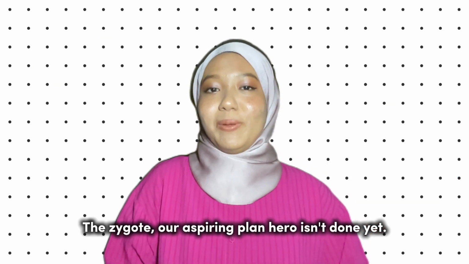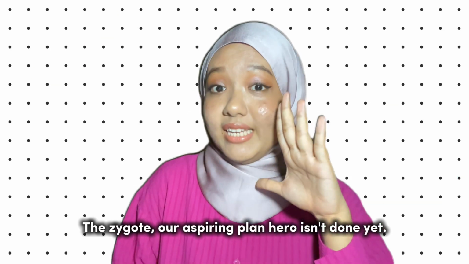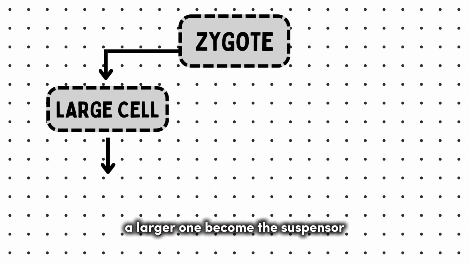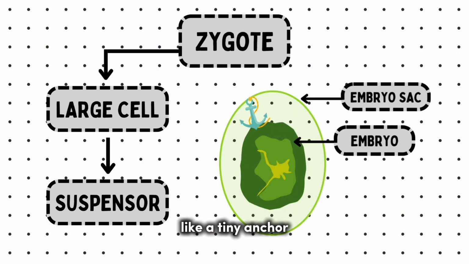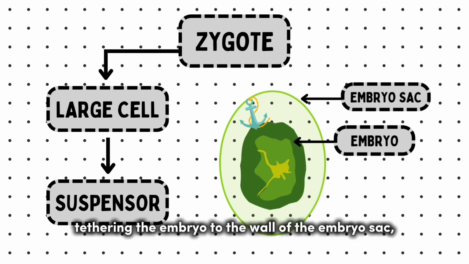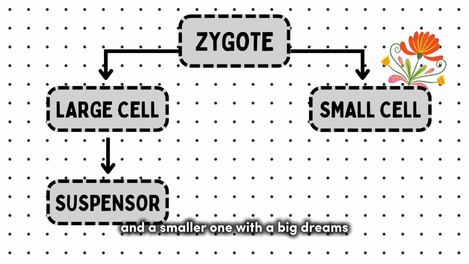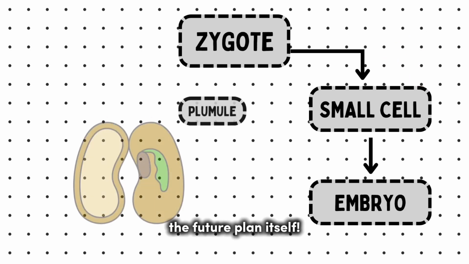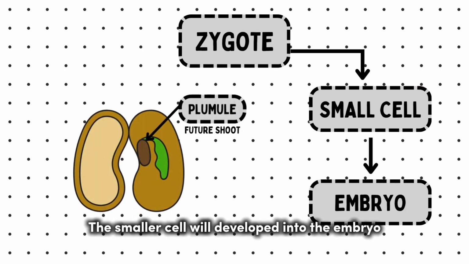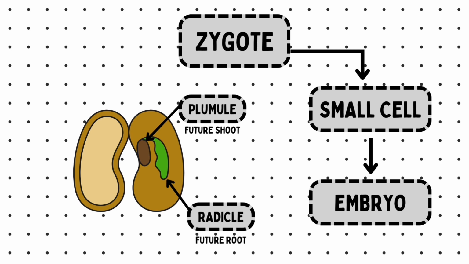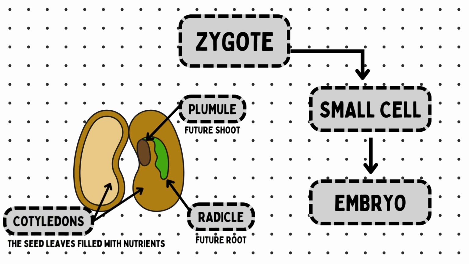The zygote, our aspiring plant hero, isn't done yet. It divides into two cells. A larger one becomes the suspensor, like a tiny anchor tethering the embryo to the wall of the embryo sac, and a smaller one with big dreams, the future plant itself. This smaller cell will develop into the embryo, complete with a plumule, which is the future shoot, a radicle, the future root, and one or two cotyledons, the seed leaves filled with nutrients.